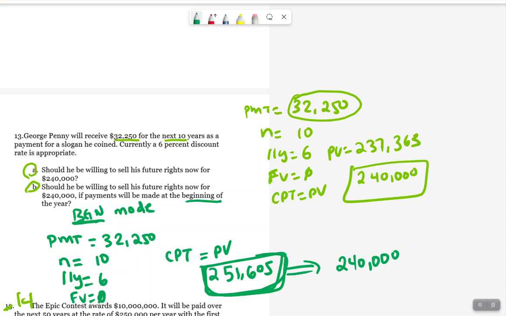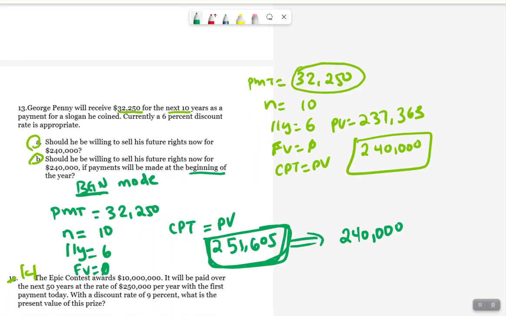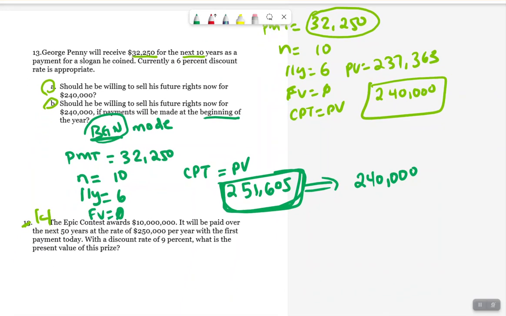So in this case, the present value of the payments is worth it for us. Should we sell it for 240 or receive the payments for 251? So that's what it means. We are comparing it. So we should not sell it. We should take the payments. So that's what it is.